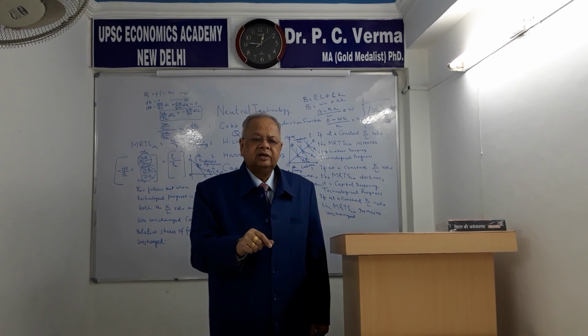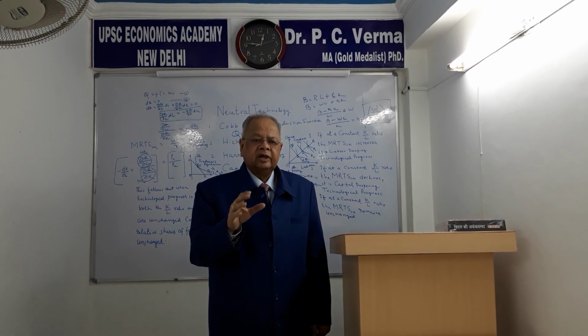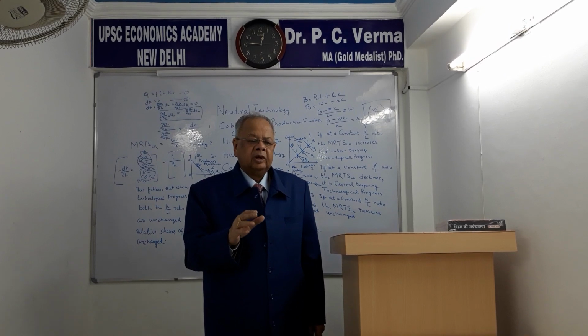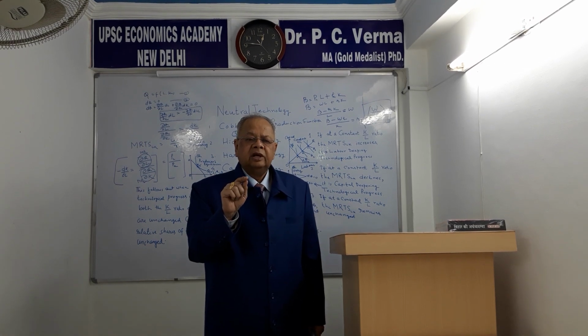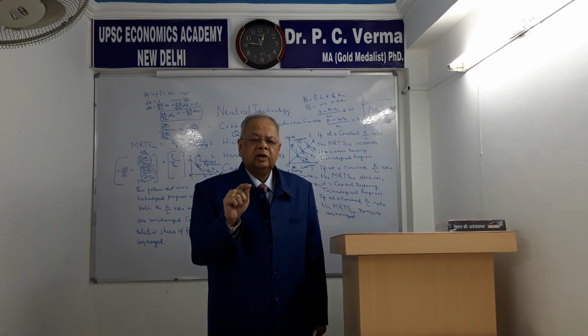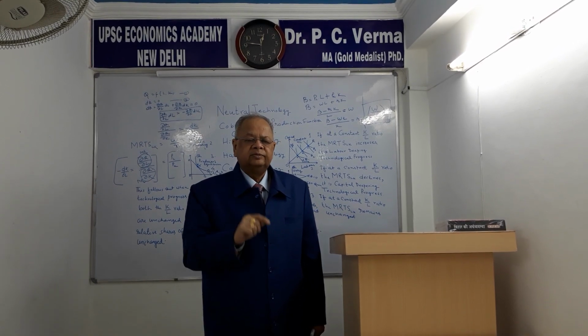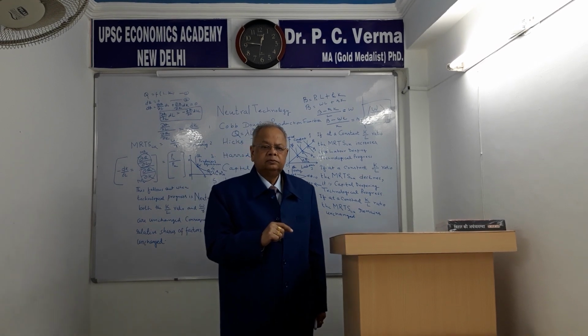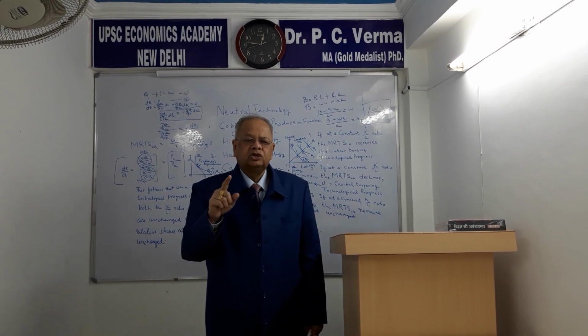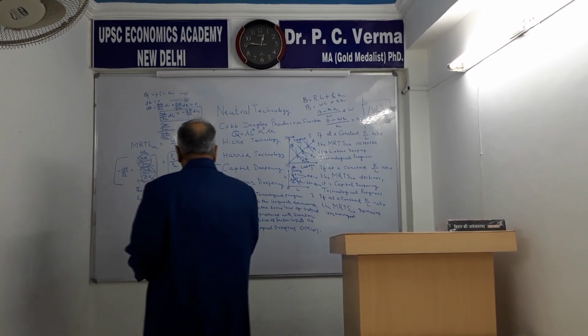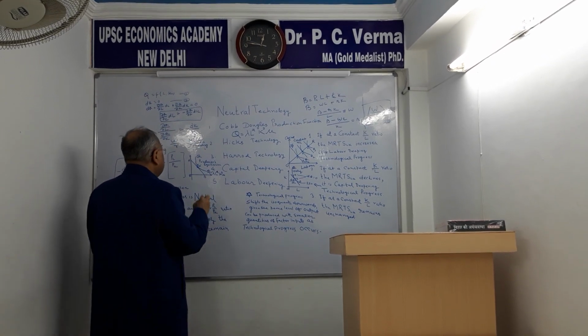Then the secondary condition, the second order condition, is the sufficient condition. First is the necessary condition and second is the sufficient condition. Sufficient condition: the isoquant curve must be convex to the origin. These 2 conditions are satisfied.